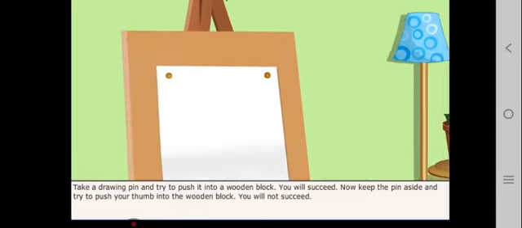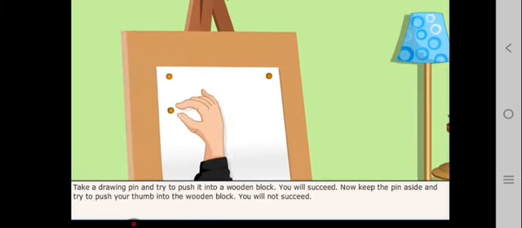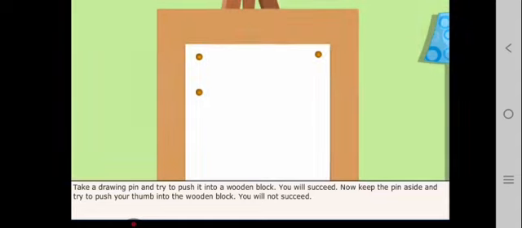Take a drawing pin and try to push it into a wooden block. Did you succeed? In all probability, yes. Now keep the pin aside and try to push your thumb into the wooden block. Did you succeed this time? No. Why not?